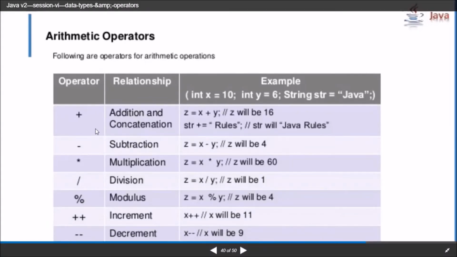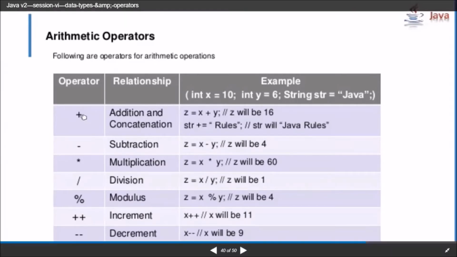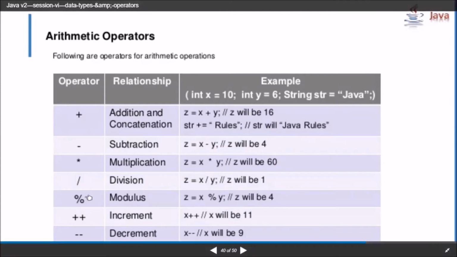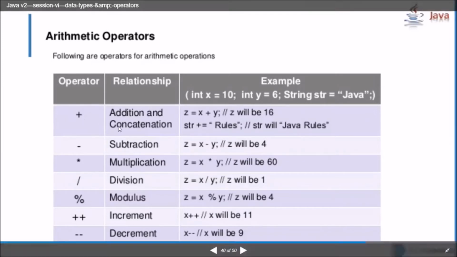When we have two variables, let's say x and y, if you want to add, we use plus operator. If you want to subtract, we use minus. Multiplication is star and division is slash. And of course, to get the remainder, we use the modulus or the percentage sign. Right? Now plus is also used to concatenate strings.